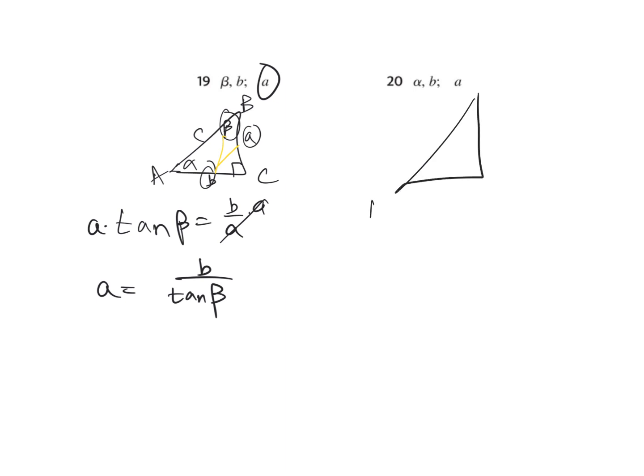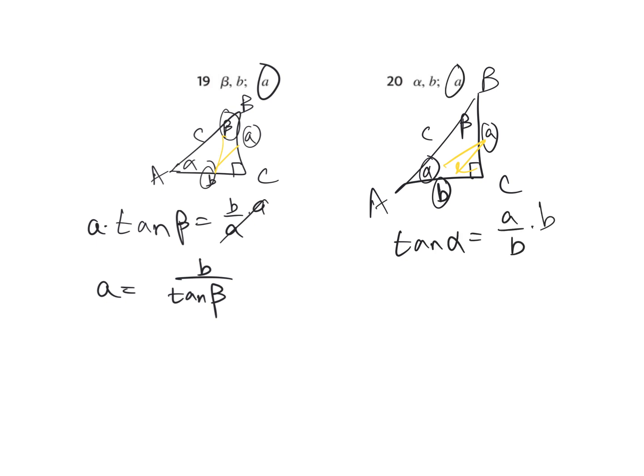19, again, A, B, C. Across from A is little a, across from B is little b, and across from C is little c. And this is alpha, and this is beta. Okay, B, A, and alpha. So that's opposite over adjacent, that's tangent. So the tangent of alpha is equal to A over B, and we're solving for A, so multiply by B. So A is equal to B times the tangent of alpha.